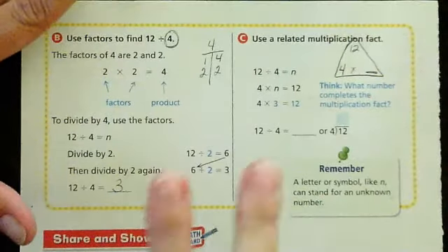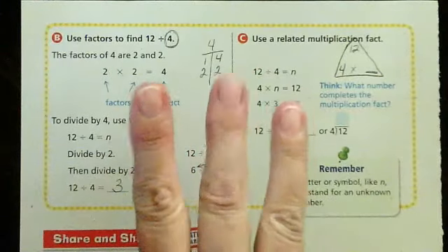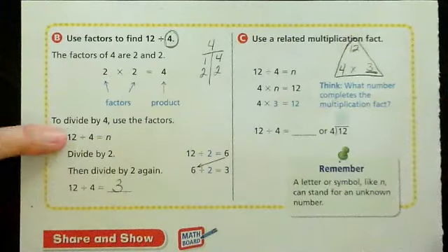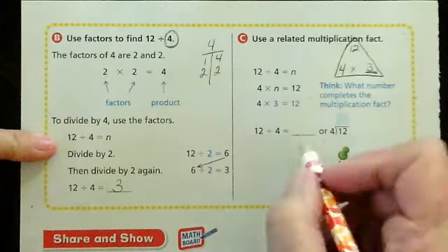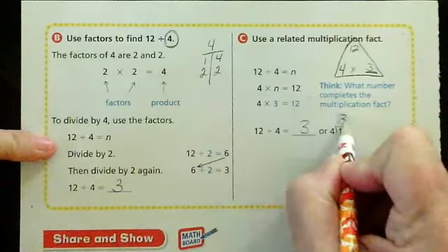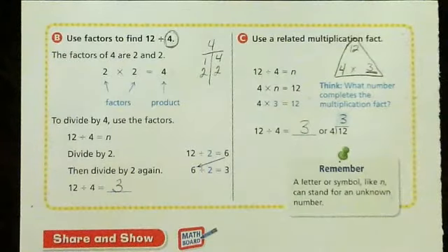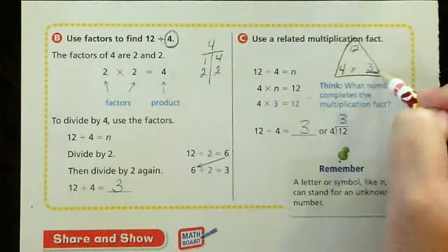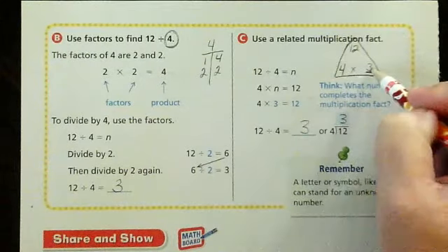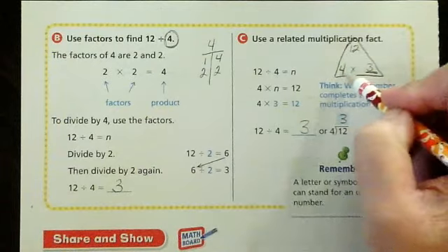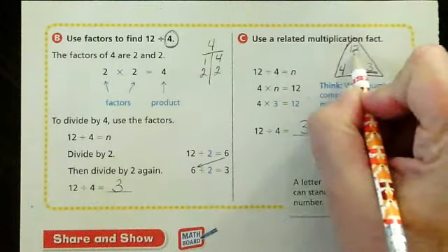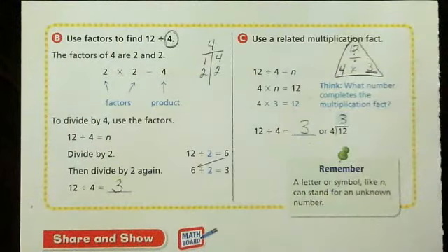4, 8, 12. If I'm counting by 4s, then I know that 4 times 3 equals 12. 3 is my missing factor, and I can plug that in to make all of my division problems make sense. Because now I know that 12 divided by 4 equals 3, or 12 divided by 3 equals 4, because 4 times 3 equals 12, and 3 times 4 equals 12. So you can use your fact families for division and multiplication. You just find the missing number.